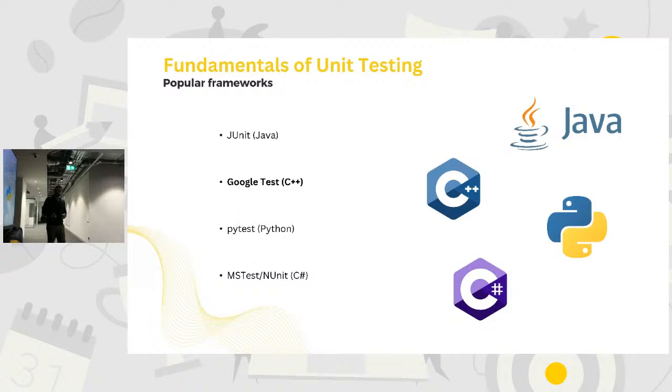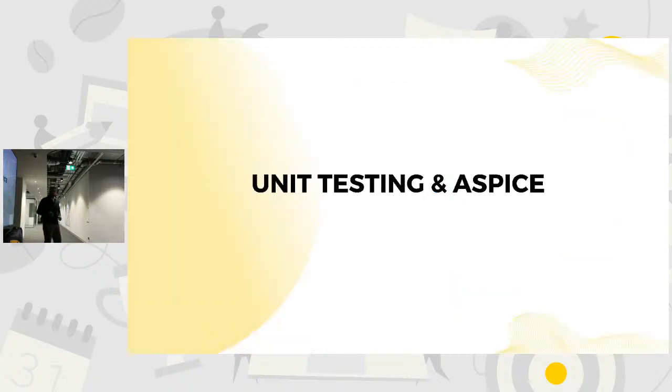Here are some popular frameworks for testing. We have JUnit for Java, Google Test for C++, PyTest for Python, and MSTest and NUnit for C#. So the focus of this presentation will be Google Test in C++, but the logic is more or less the same with the other frameworks. So let's start with unit testing and ASPICE.